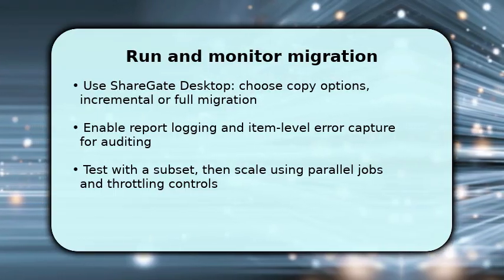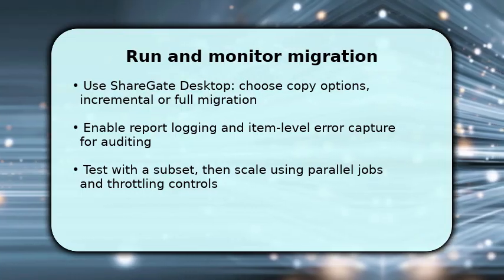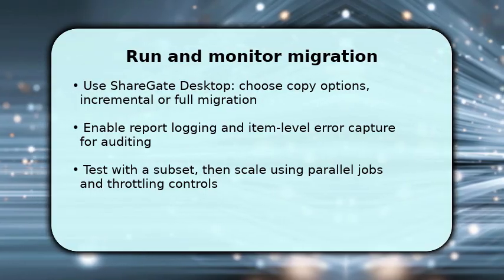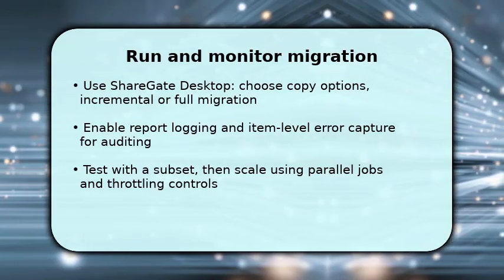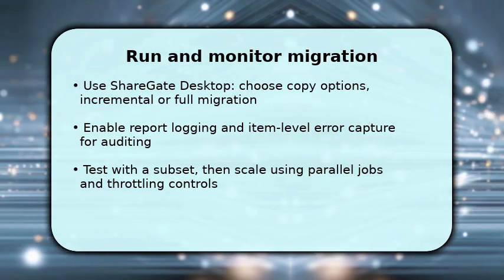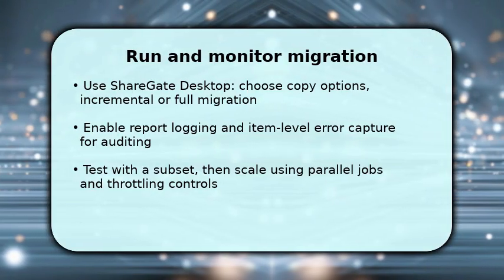Start with a pilot subset of sites to validate settings. Once successful, scale up by running parallel jobs and adjusting throttling to respect API limits. Be aware that complex lists or large files need longer time and may require chunk transfers.